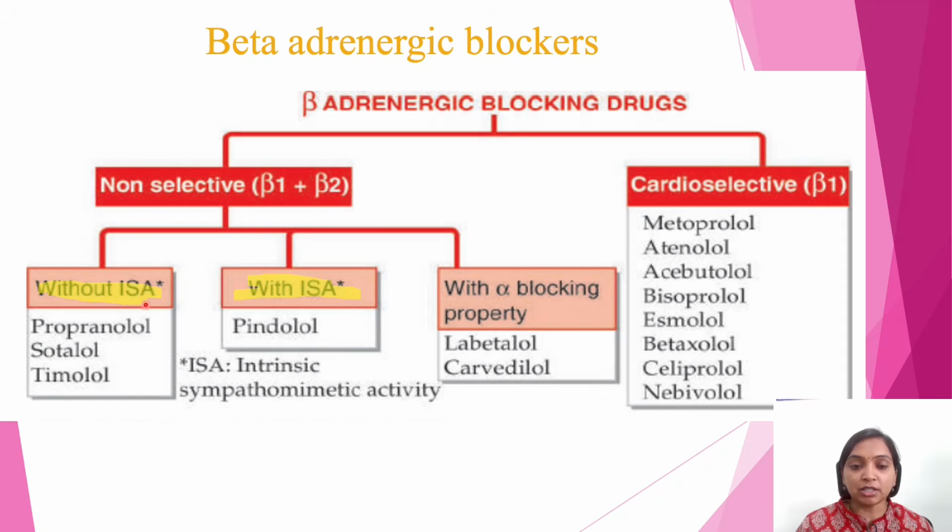Without sympathomimetic activity is propranolol, sotalol and timolol. With sympathomimetic activity, pindolol. With additional alpha blocking property, I already mentioned, it is labetalol and carvedilol. And cardioselective is like your second generation drugs, that is metoprolol, atenolol, acebutolol, bisoprolol, esmolol, betaxolol, celiprolol, nebivolol. This is another way, but your book mainly now gives according to generation wise.